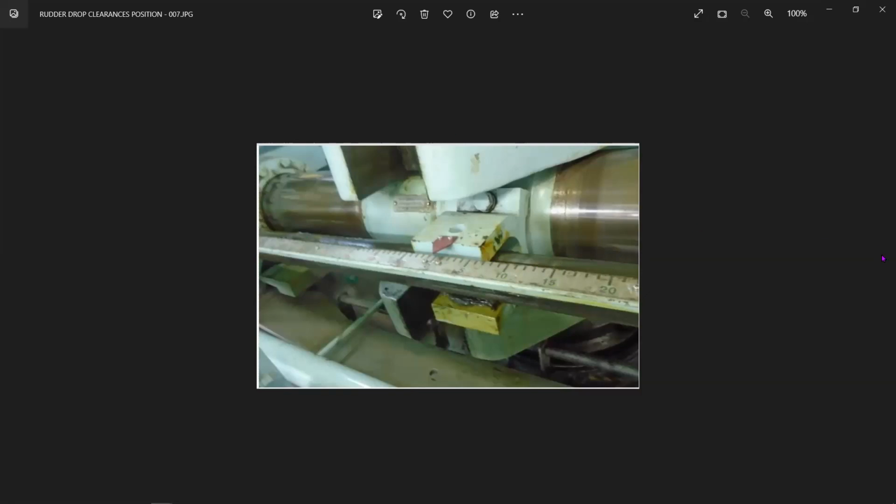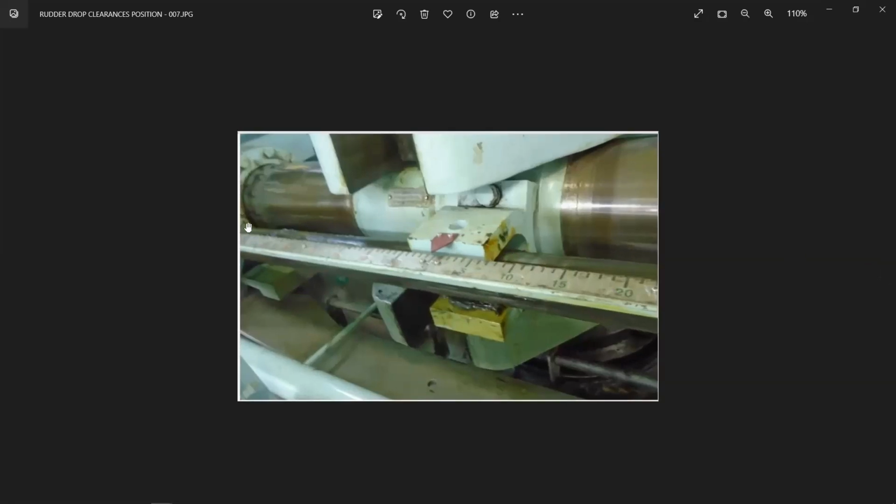Okay, in the newer fork design, this is there. It is there in the fork design.